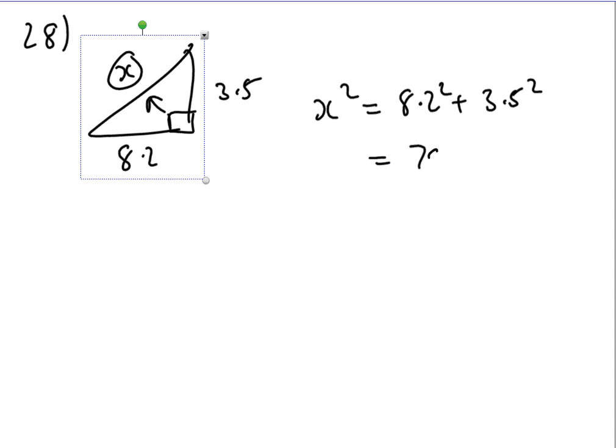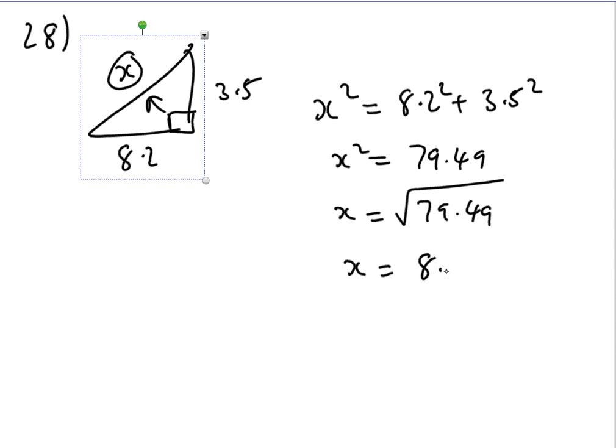That gives me 79.49. Now that's x squared. We want x. So what we do is the opposite of squaring, which is square root. And that then will give us an answer to 2 decimal places of 8.92 centimetres. I'll just put 2 dp in there.